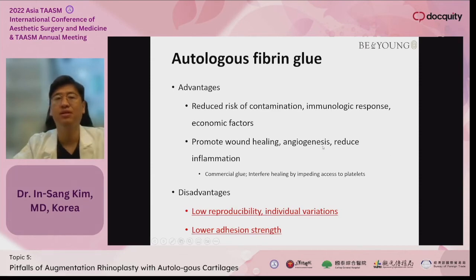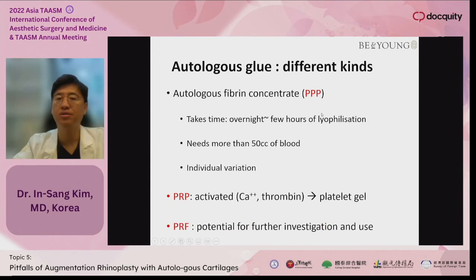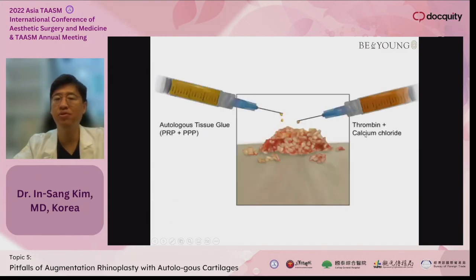These are the problems. It can be obtained from different sources: PPP, PRP, or PRF, different kinds. But you need thrombin also. You can obtain autologous thrombin, but it's very difficult to obtain also. So that is the problem also. You can use the bovine thrombin, but in that case, the problems are the same as the commercial fibrin glue.